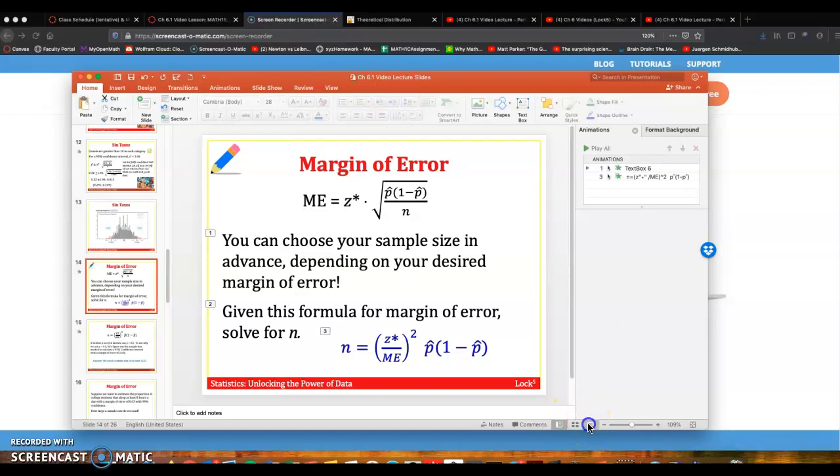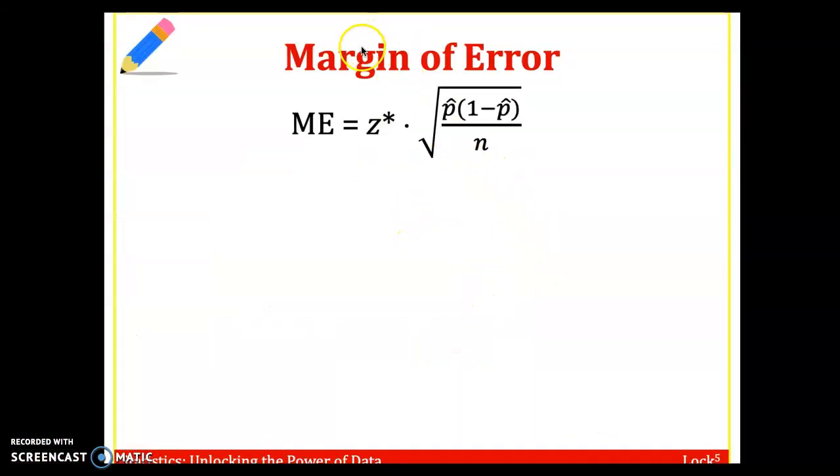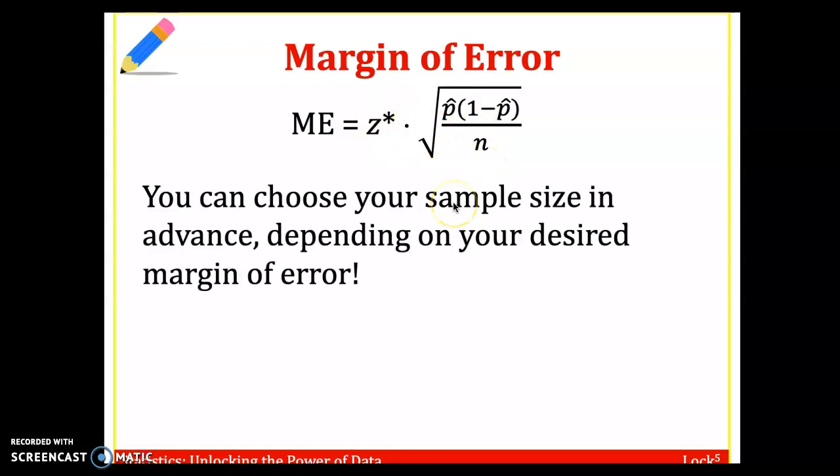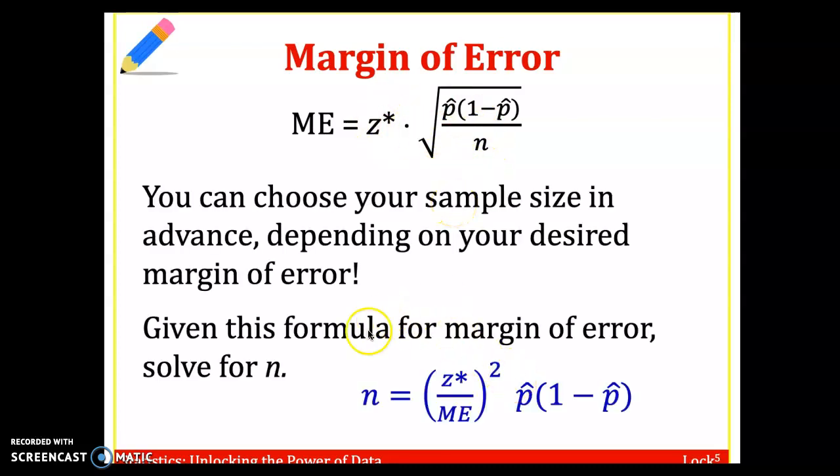In the last video, we ended looking at the margin of error formula, and then we went through and converted to solve for n. We take this formula and solve for n, and that gives us a sample size. If we're trying to figure out how big a sample size we need to be within a specific margin of error, we're going to use this formula.